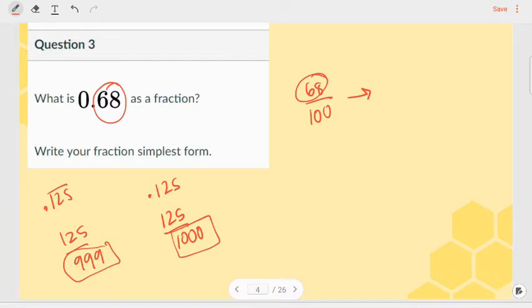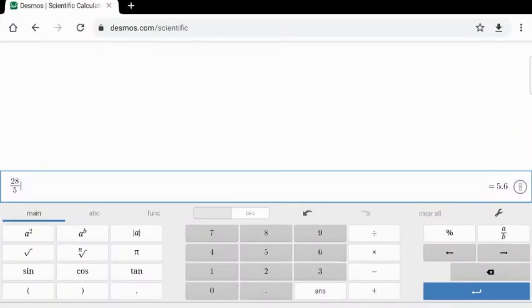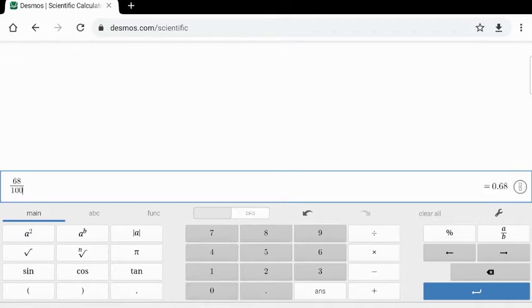68 over 100. Well, I can do that by hand, or I can let my calculator do that for me. Clear all. 68 over, whoops, I didn't get the right number in there. 68 over 100. Click the fraction button over here on the side, and I get 17 out of 25.